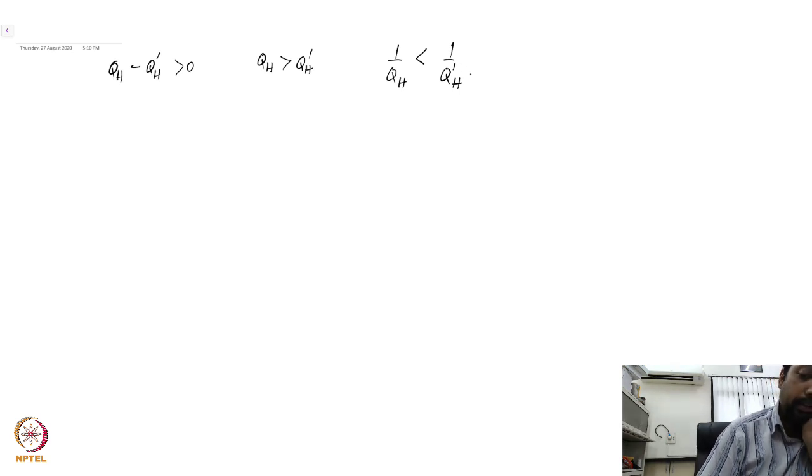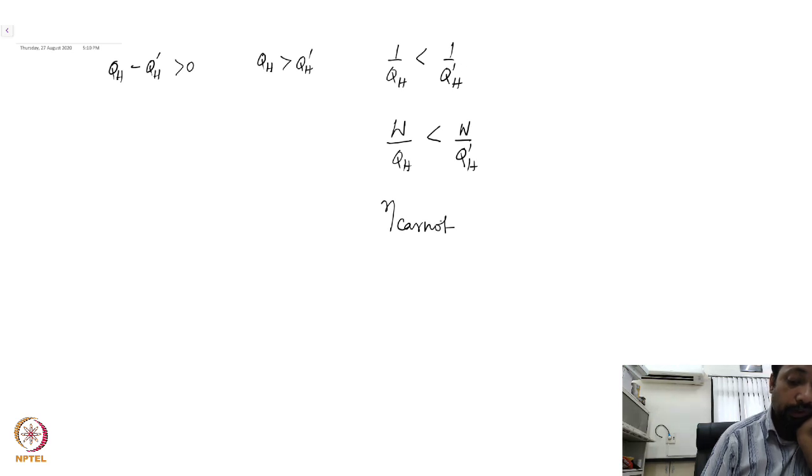That means QH is greater than Q prime H. Right? So it follows, since I am multiplying this, the work done is the same in both cases. If I define, therefore, eta Carnot, which is essentially W by QH, must be greater than eta non-Carnot.